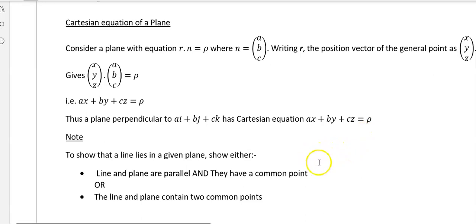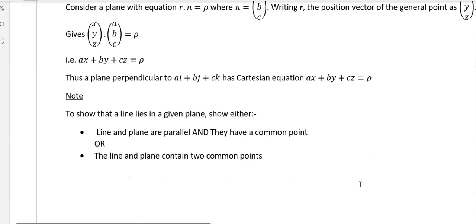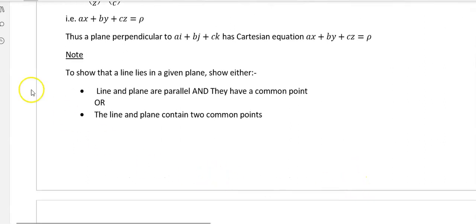Okay, one last wee thing on this page. It says to show that a line lies in a given plane, show either that the line and the plane are parallel and they have a common point, or the line and the plane contain two common points. So let's just look at those in a wee second.